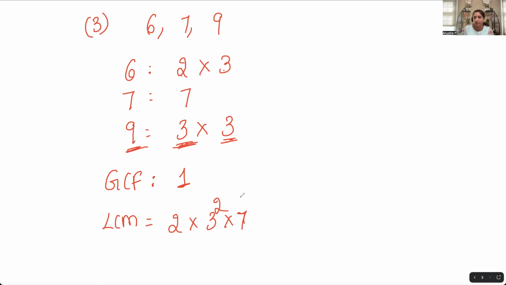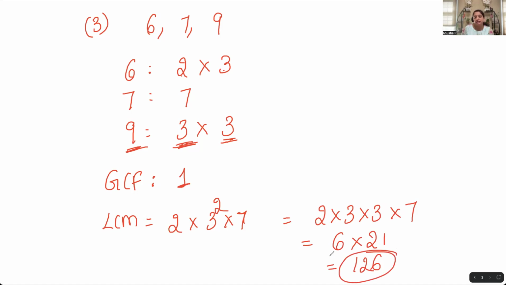You just keep 3 to the power of 2. Okay. Then we can solve it. 2 times 3. 3 to the power of 2 is nothing but 3 times 3, and 7. So 6 times 21, which is 126. LCM is 126. Okay.